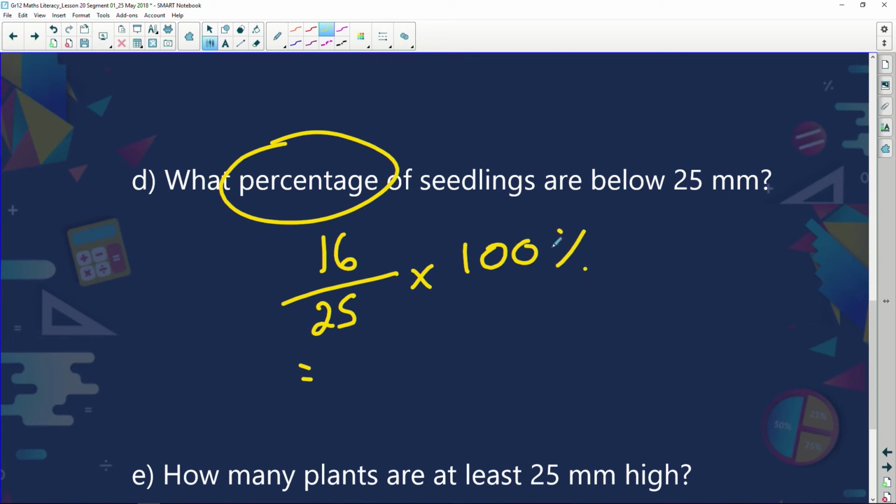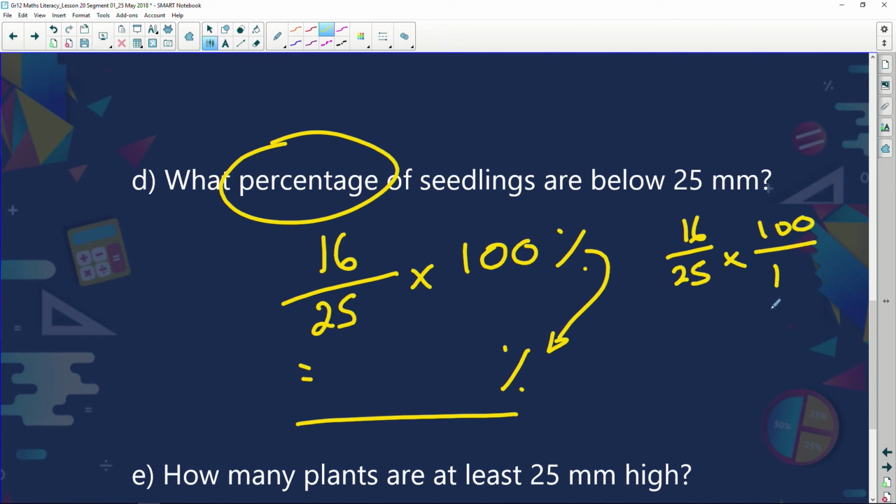Now, we're not going to push percentage on our calculator, because that percentage is there as a unit. The percentage gets carried down, so we can't use it on our calculator because the answer is going to be a percentage. So we say 16 over 25 times 100 over 1. Of course, you can do this on your calculator. 25 goes once, goes here 4 times, and then you multiply that out. 4 times 16 is going to give you 64. So 64% of our seedlings are below 25 millimeters.